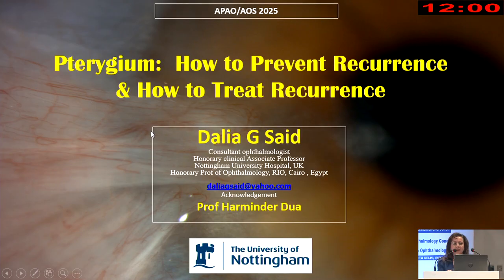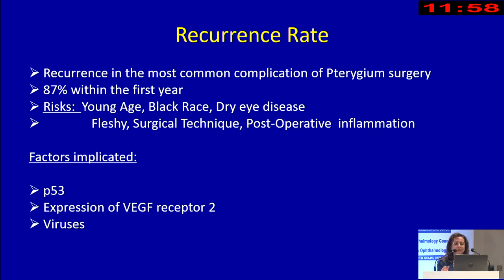Yeah, thank you. So I'm going to speak to you about how to prevent recurrence and how to treat recurrence. We all know that recurrence is the most common complication of pterygium surgery, and almost 87% will happen in the first year. There are definitely risk factors such as young age, black race, patients having dry eyes. If you have a fleshy pterygium, the surgical techniques also can affect the recurrence, especially if you leave a bare sclera or there is increased inflammation, which are culprits for recurrence.